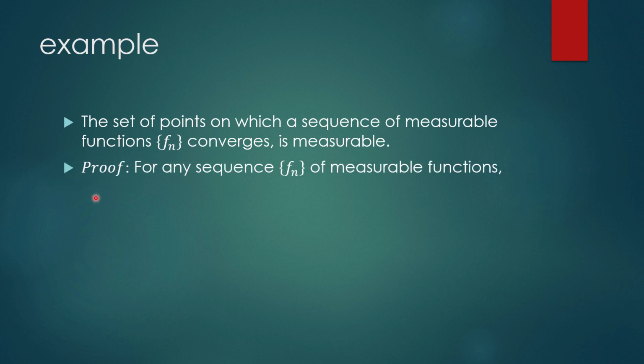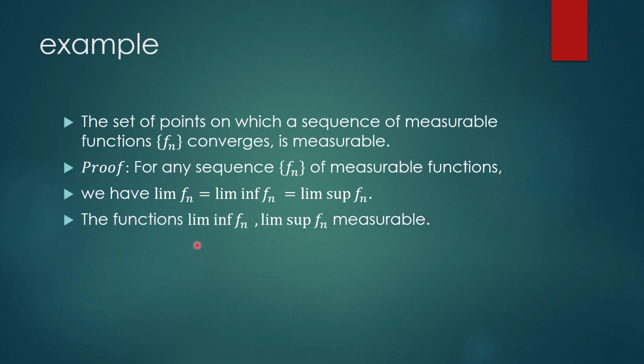Proof: for any sequence Fn of measurable functions, we have limit Fn equal to limit infimum Fn, that is exactly equal to limit supremum Fn. So if they are equal, the equal value is limit Fn. The functions limit infimum Fn and limit supremum Fn are measurable. So if they are equal, the limit is measurable. The set of points where they are equal will be the set of points where the limit exists.